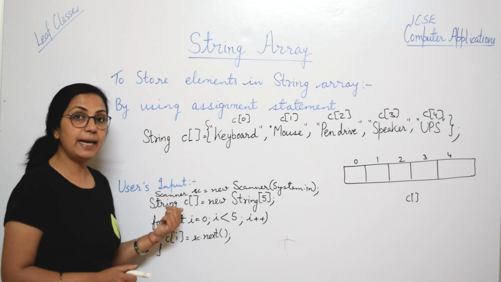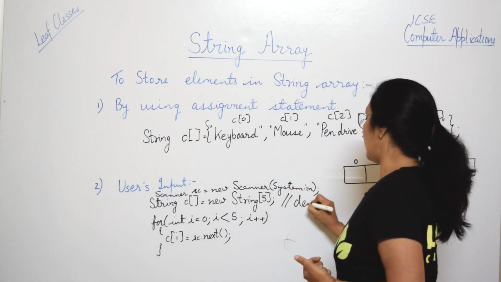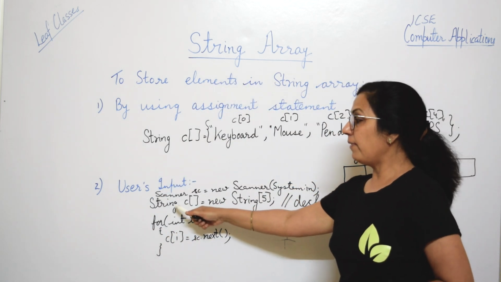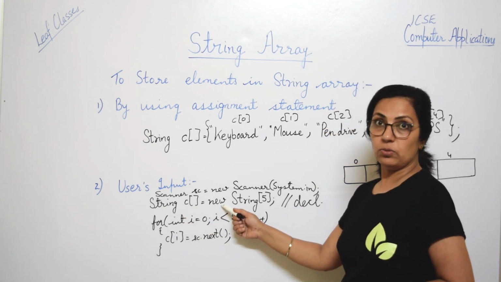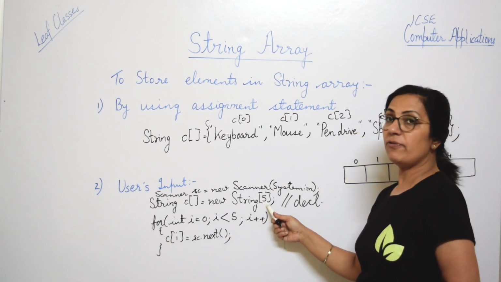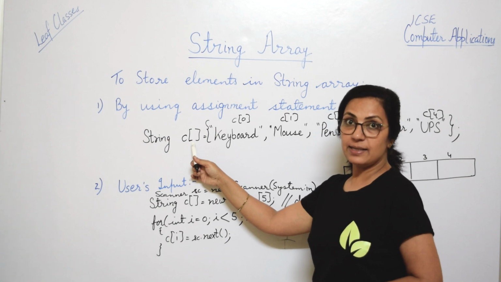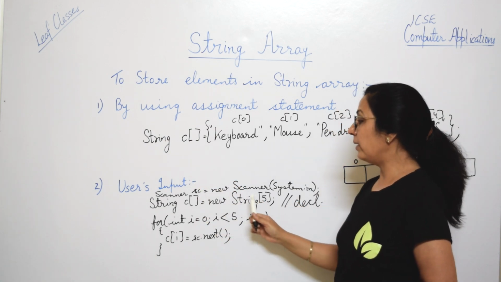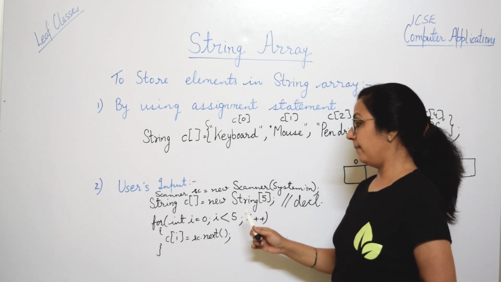Then you have to declare the array. This is the declaration of the array, right children? Here we have declared the array C of string type equals to new. New is used to allocate the memory space and you specify the size. When we assign the value, we never specify the size over here. But when you declare, always you have to specify the size over here, right?